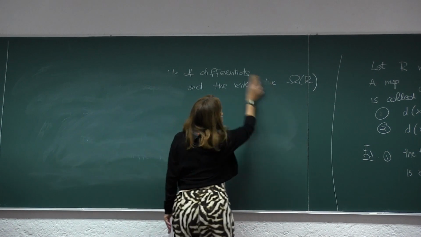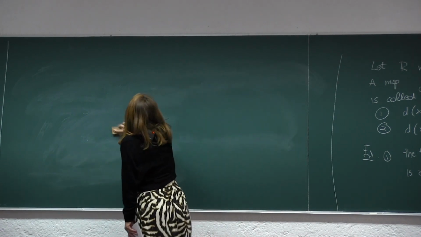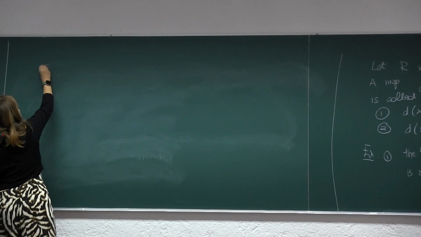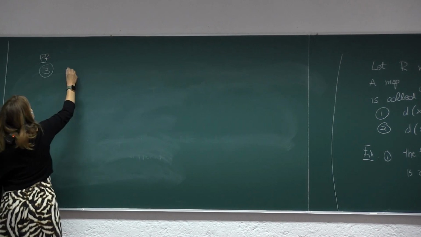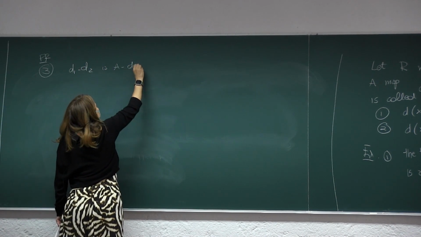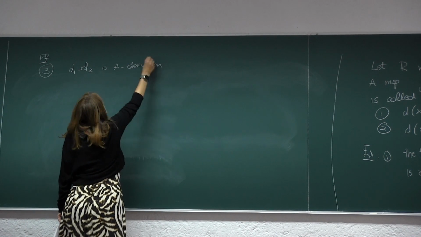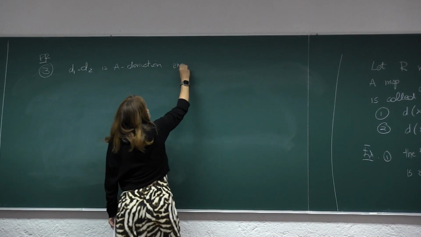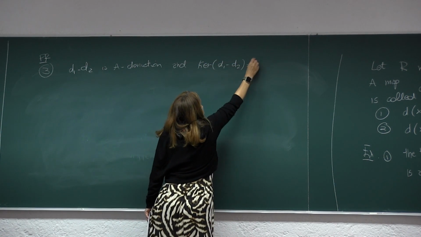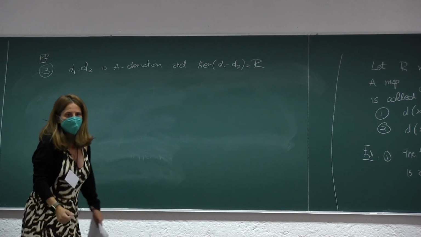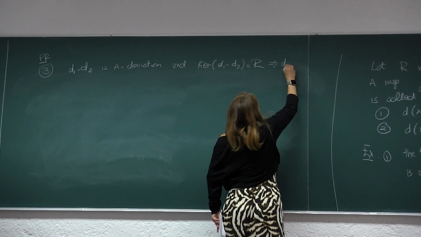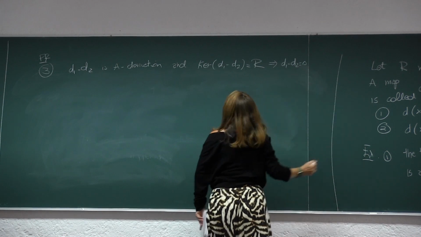So let me do this. 2 is obvious, I don't say anything. But for 3, observe that this is an A derivation, and the kernel of d1 minus d2 is all R. That's it. So this is the 0 derivation. That's what we wrote.